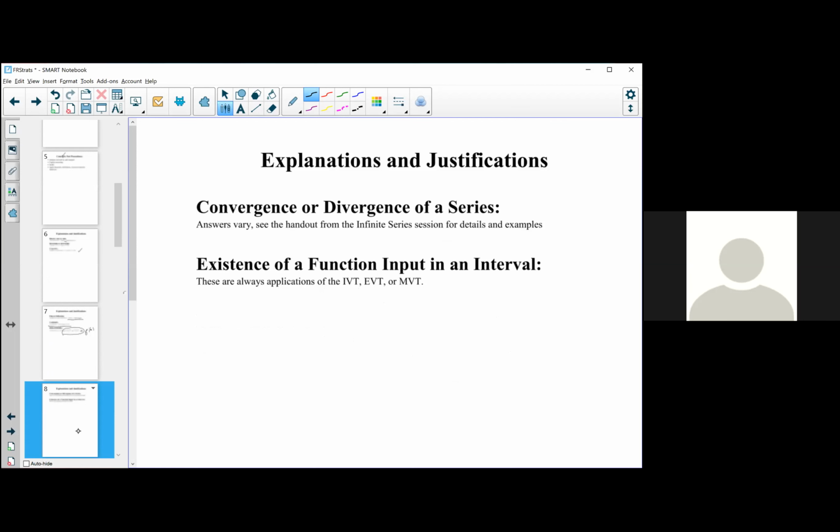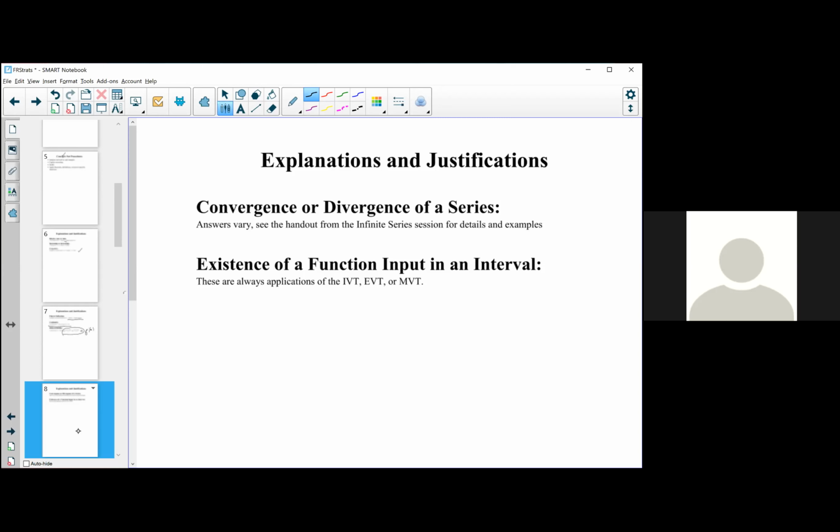What other kind of things might you ask to be explained or justified? Convergence or divergence of a series. The answers to a question, does this series converge or diverge, will rely upon the 4 tests for convergence of a series that are described in the handout that we talked about at one of the previous sessions on infinite series. Either the ratio test, the alternating series test, the geometric series test, or the p-series test. Those are the only tests that are open to be assessed on this exam. So one of those 4 is going to be the one you use if they ask you for convergence or divergence of a series.